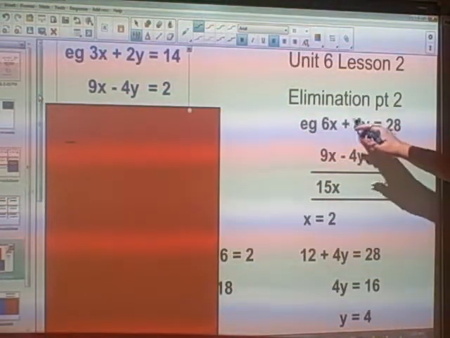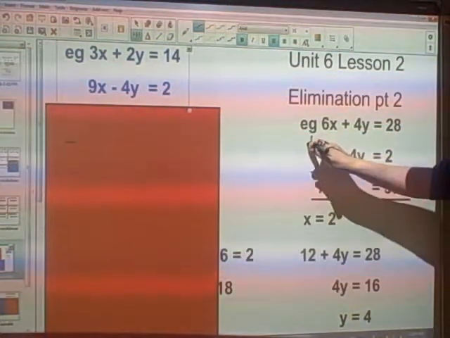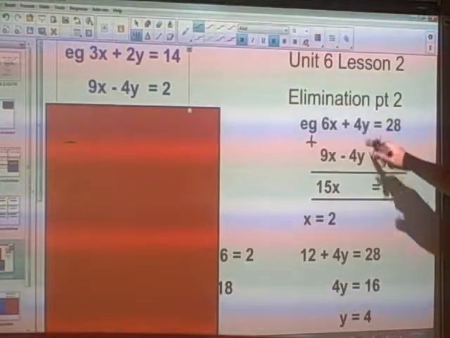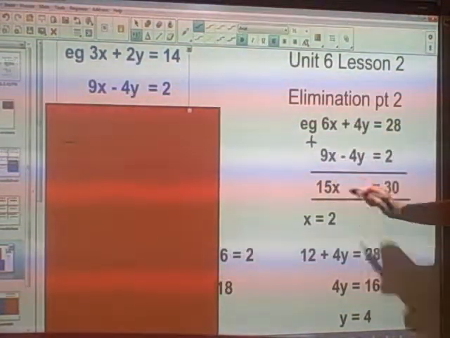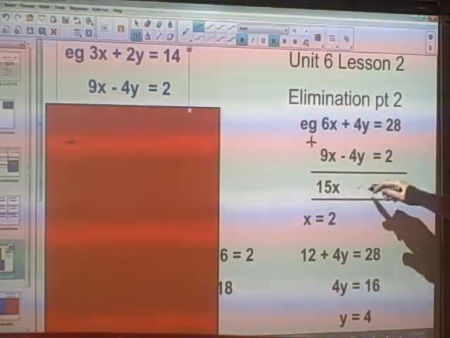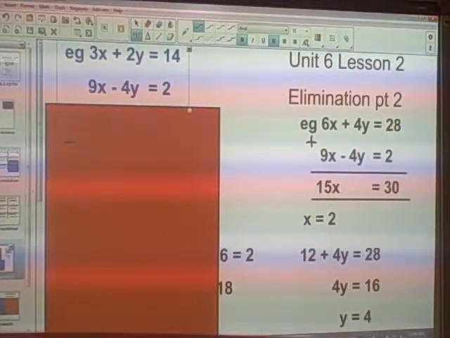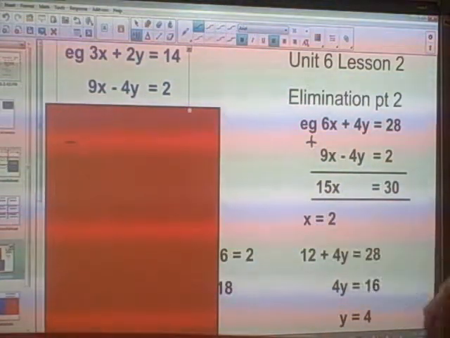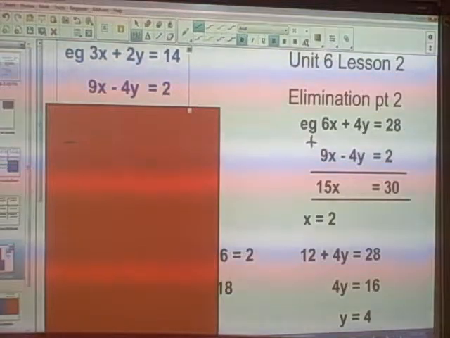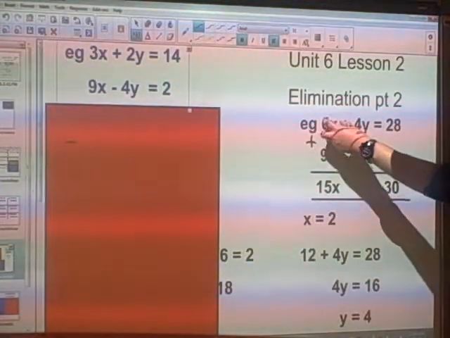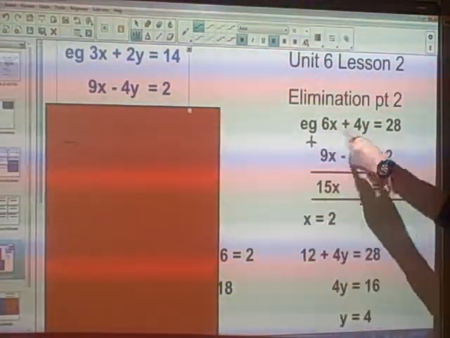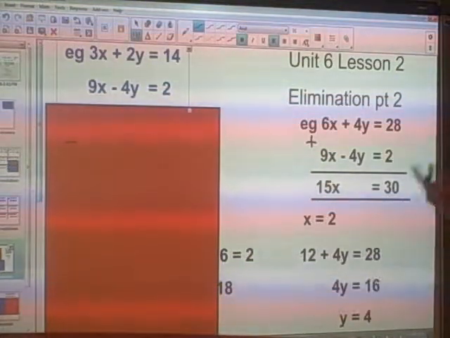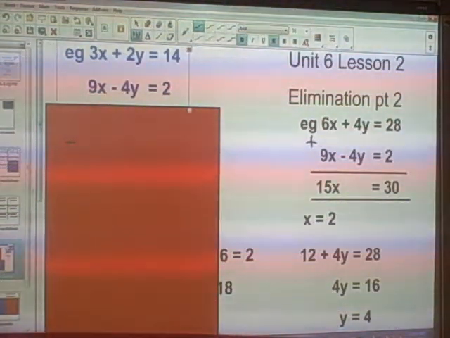This time, as I've got one positive and one negative, I'm going to add my two equations together, and that will eliminate them. So 6 plus 9 is 15, 4 plus negative 4 is 0, so that's gone. 28 plus 2 is 30, solve for x and we get 2, and then substitute back. So if I use the top equation here, 6 times 2 would give me 12, plus 4y is 28. If I go ahead and solve, I end up with y equals 4.